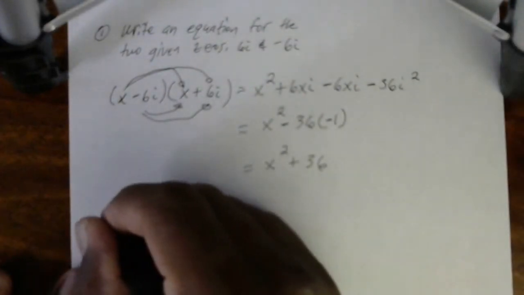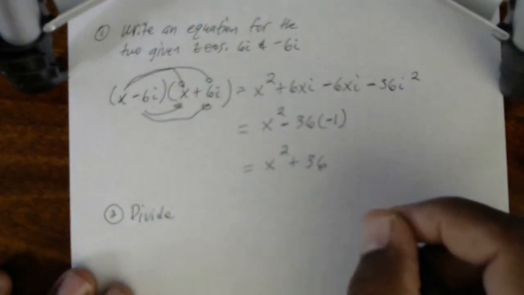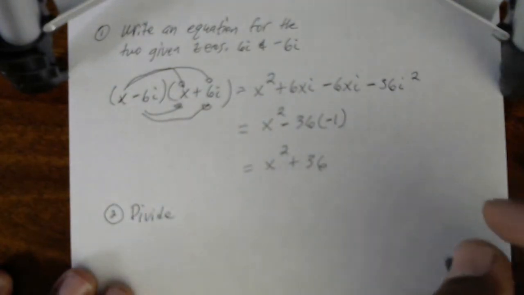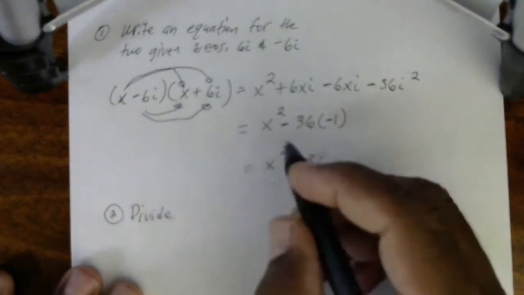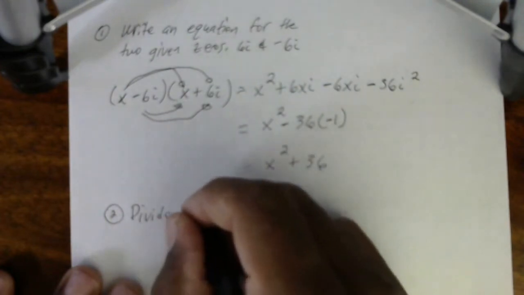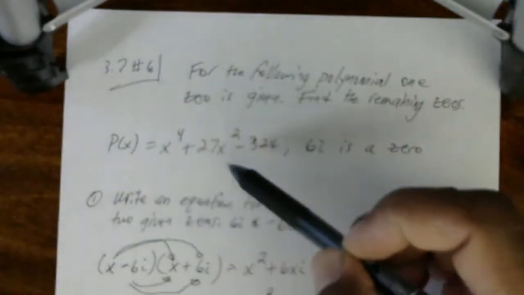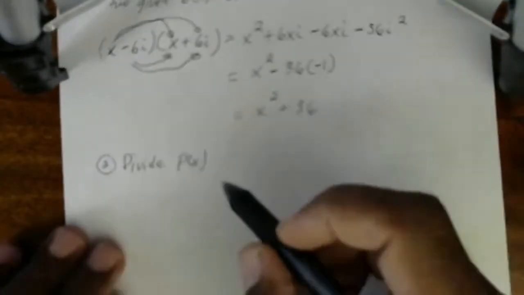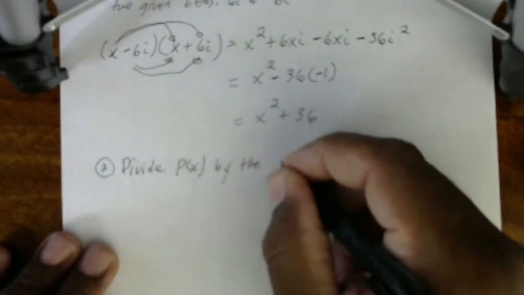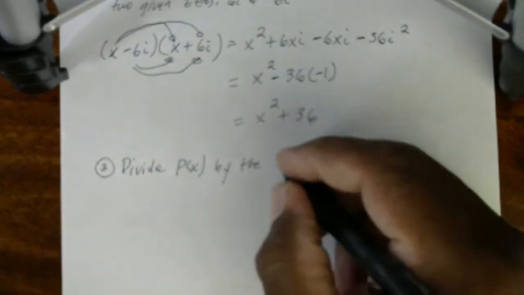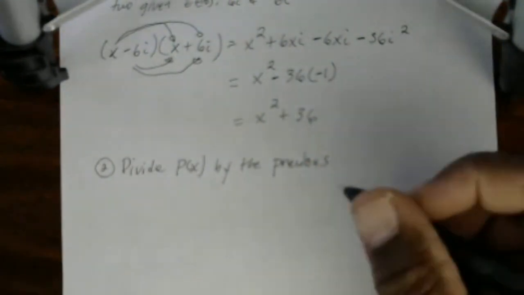So here is our second step. We're going to divide p of x. I'm trying not to be too technical here, but p of x is actually this equation. Divide p of x by the previous result, or the found equation.